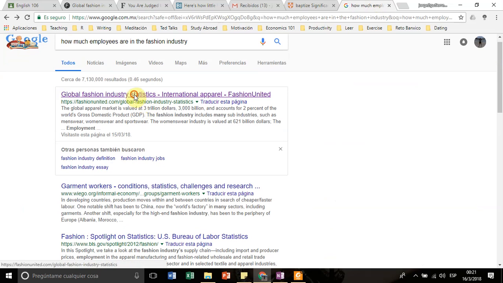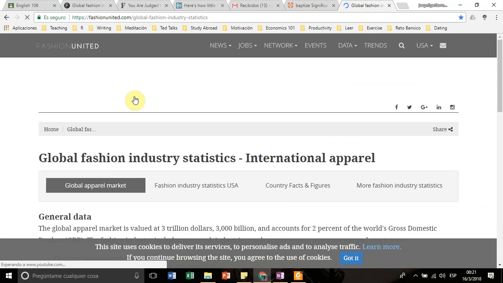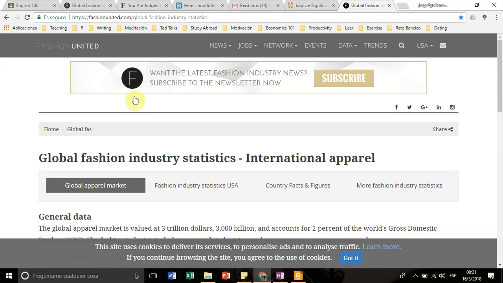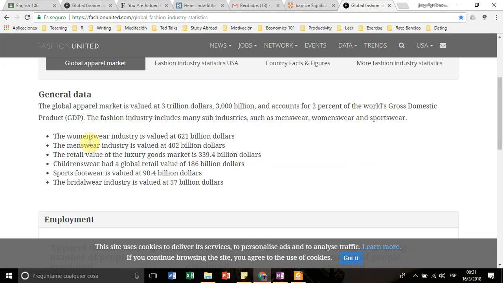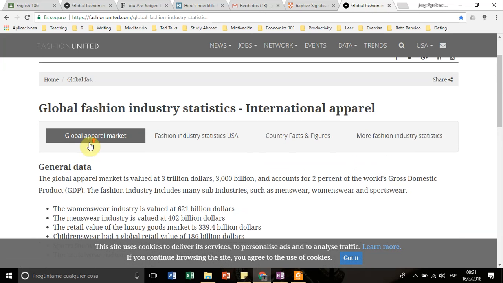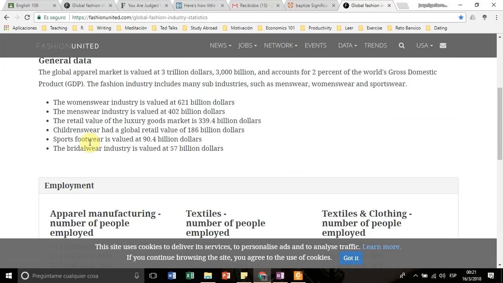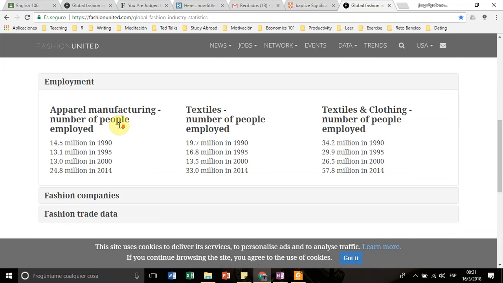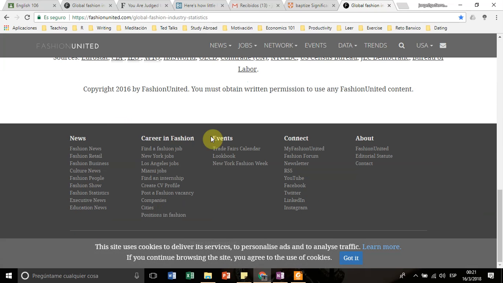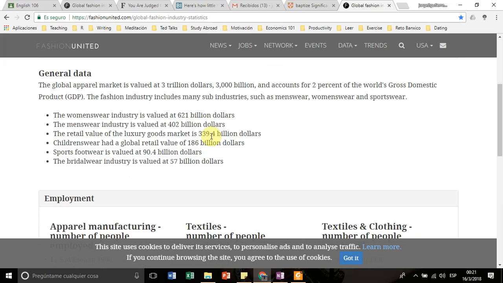I clicked on the first result and I got to this page, which is named Fashion United. I don't want you to get facts from Wikipedia because that is not very reliable, but this kind of page is good. I did not evaluate the source, but it seems very professional and it seems not to be a scam, and I got the numbers from here.